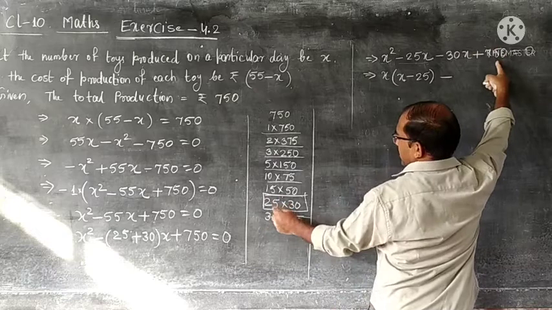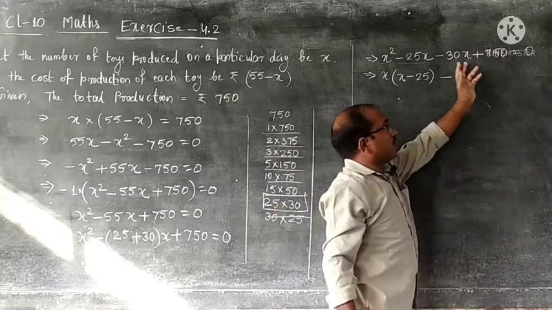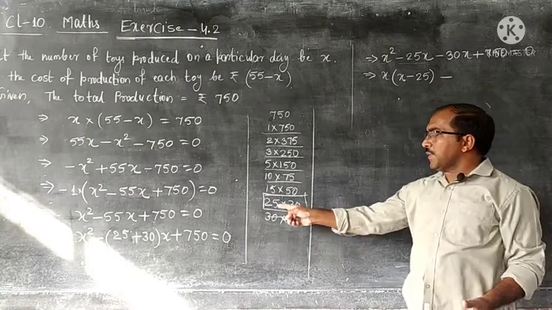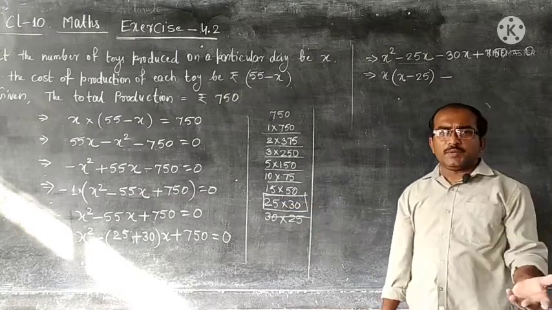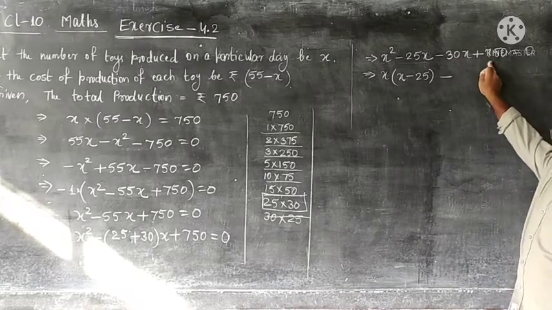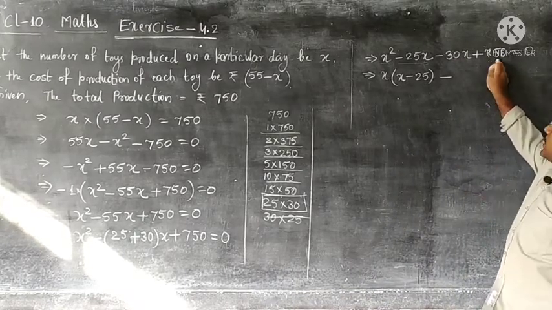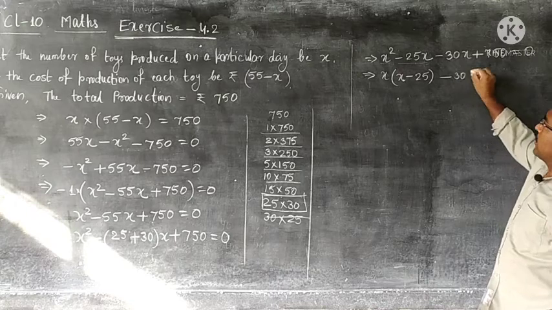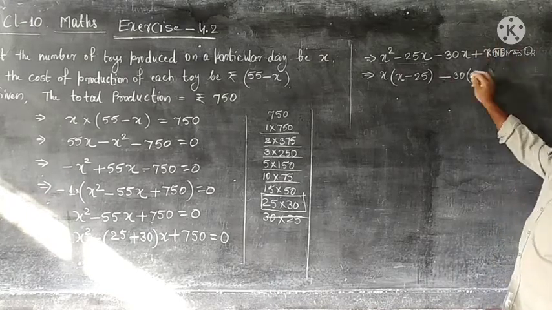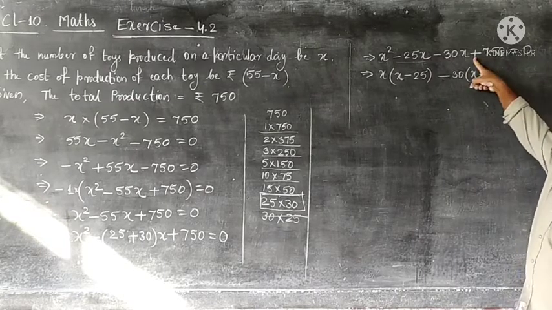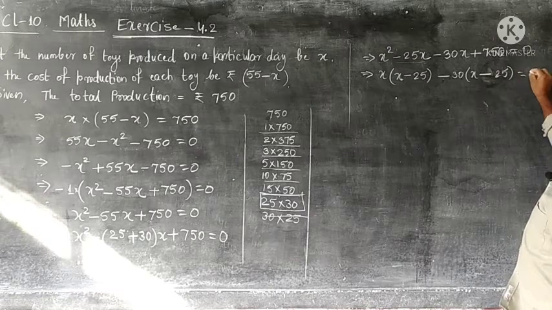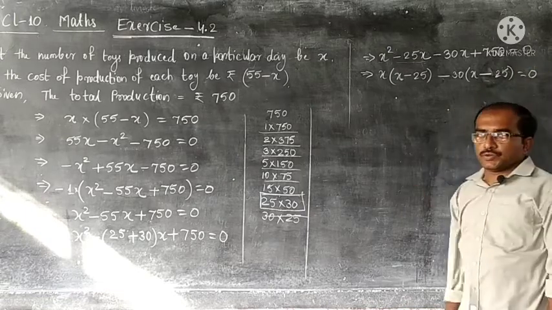Then 30, 750. So no need to wonder about 30 and 750. What shall we get common? Just now we have done it here. 25 into 30, 750. That means 30 and it has also 30 in it. So 30 and 30 we take common. Remaining x plus, no, it is minus, so the next sign will change, 25. So we completed the factorizing also.